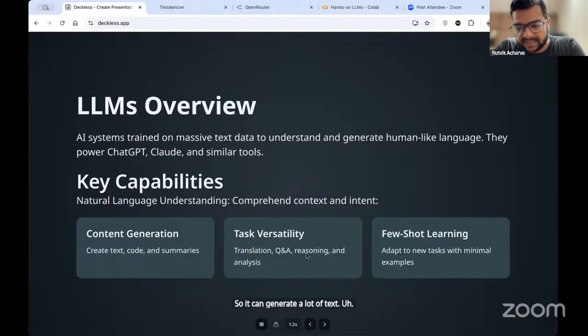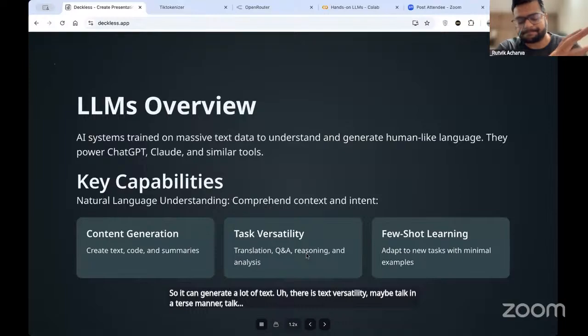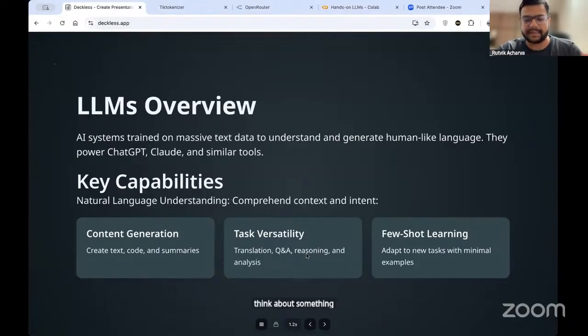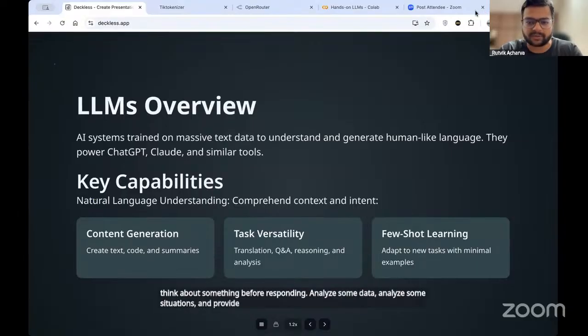There is text versatility, maybe talk in a terse manner, talk in a very verbose manner, for example, think about something before responding, analyze some data, analyze some situations, and provide an output, right? So all of these are available.